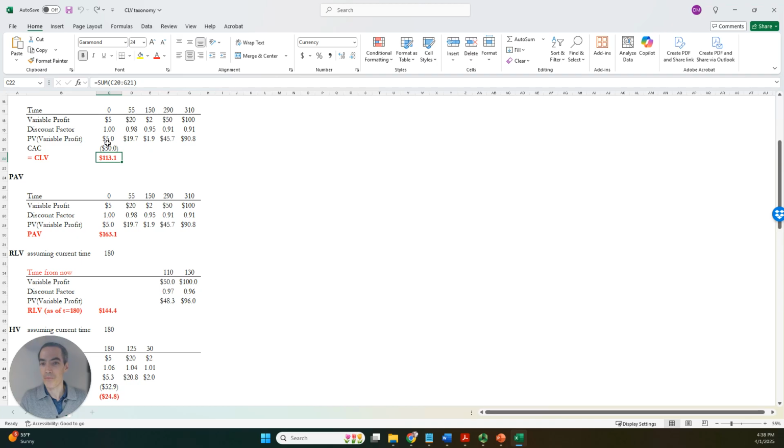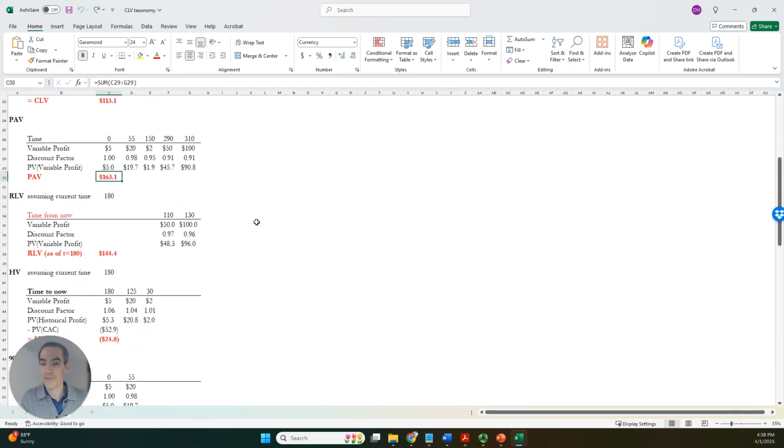Post-acquisition value. It's exactly the same thing as CLV, except we do not subtract CAC. So again, if we were to just sum all this up, what we would see down over here is it sums to 163.1. It's the same as the 163.1 that we see over here. PAV can serve as the upper bound for how much to spend on customer acquisition.